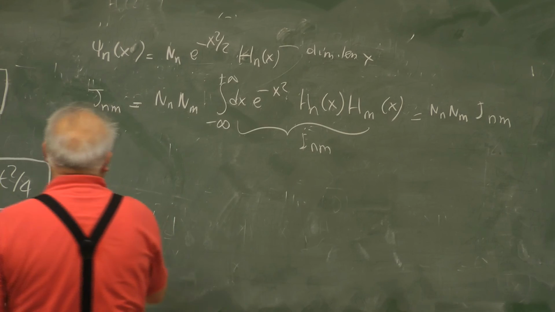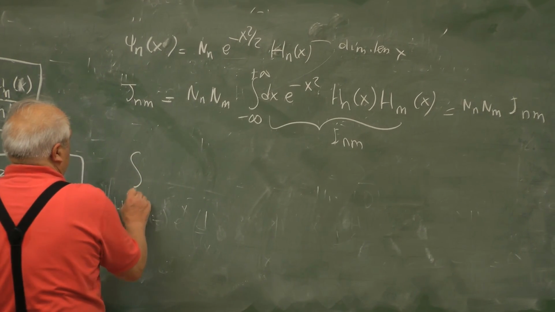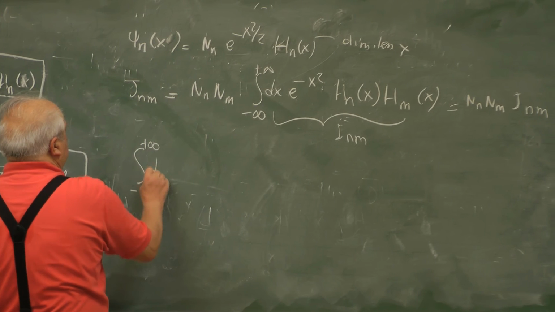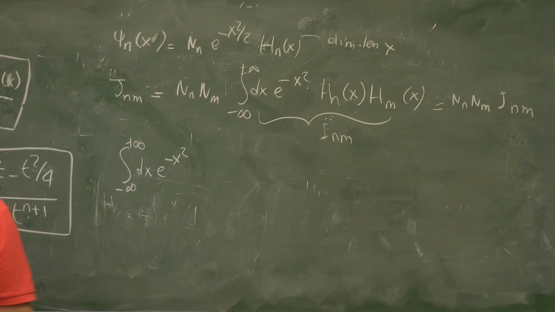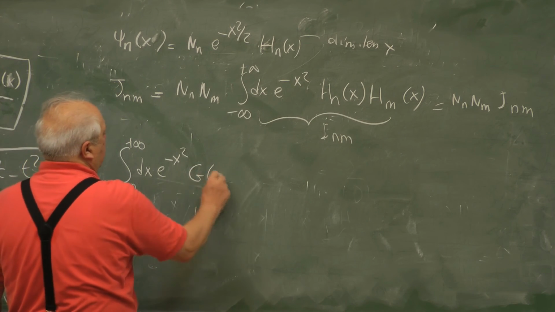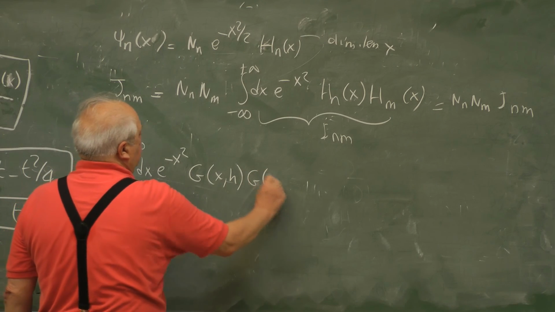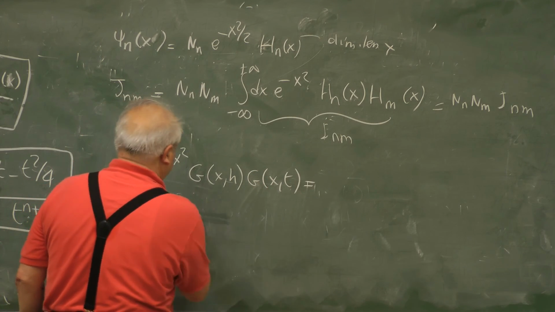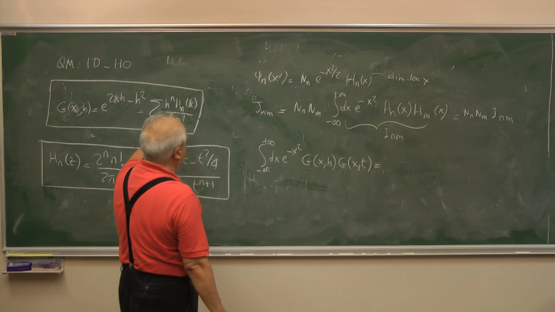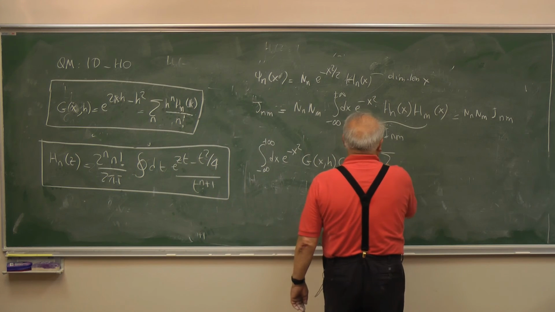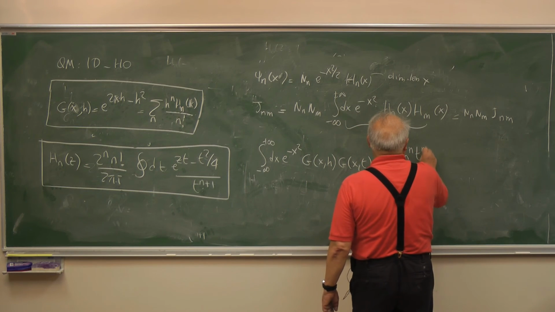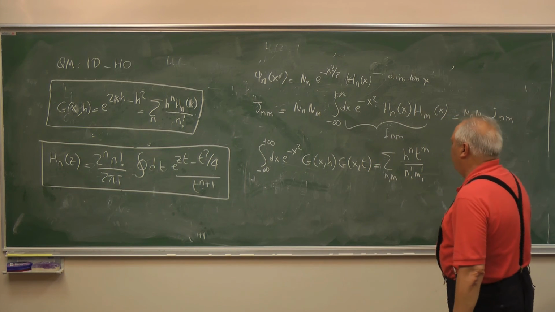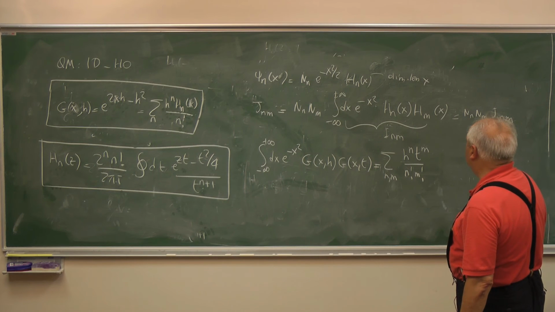So instead we consider the integral from minus infinity to plus infinity dx e to the minus x squared times g(x,h) and g(x,t) equals. Now we write their forms. Sum over n and m, h to the n, t to the m over n factorial, m factorial. And the rest of the integral is I_nm.